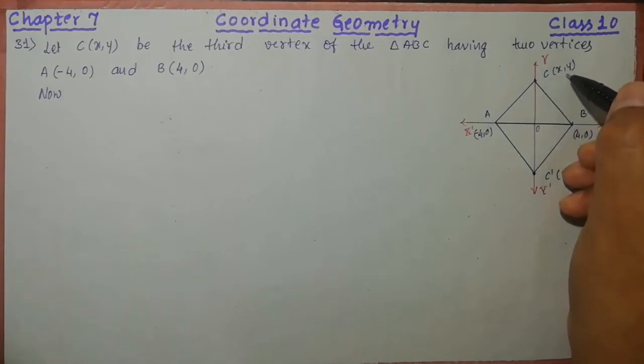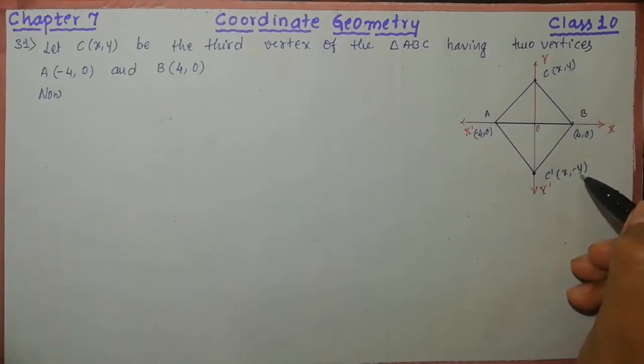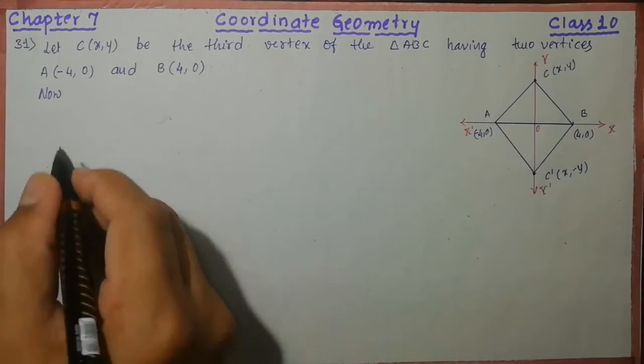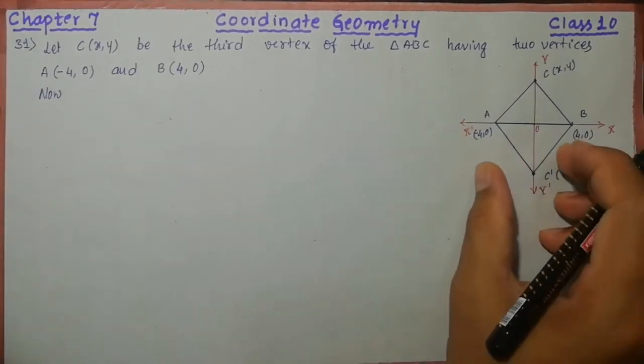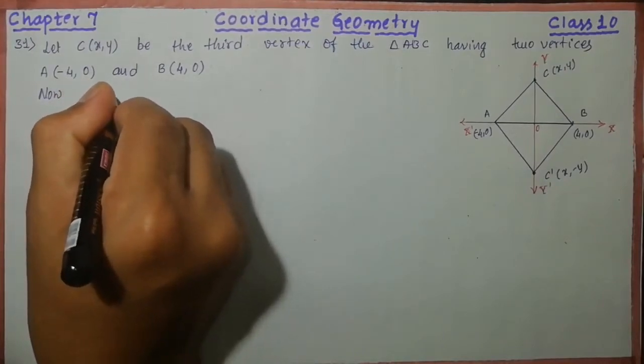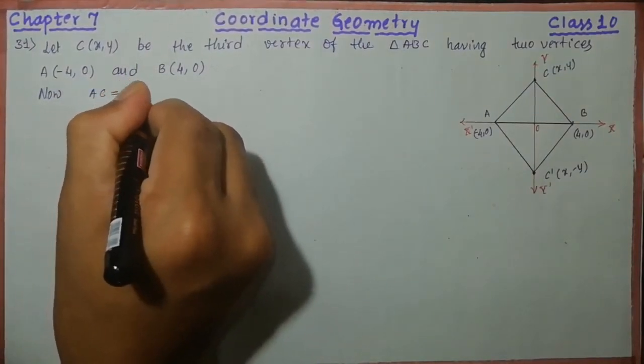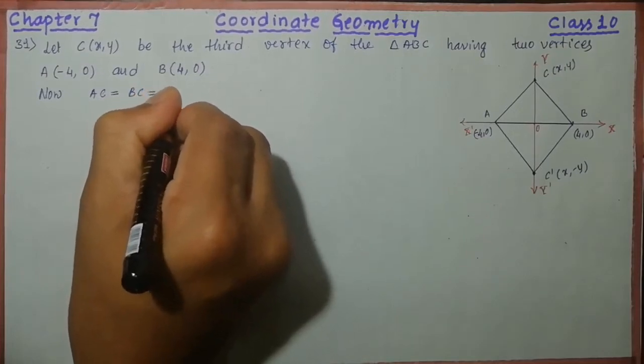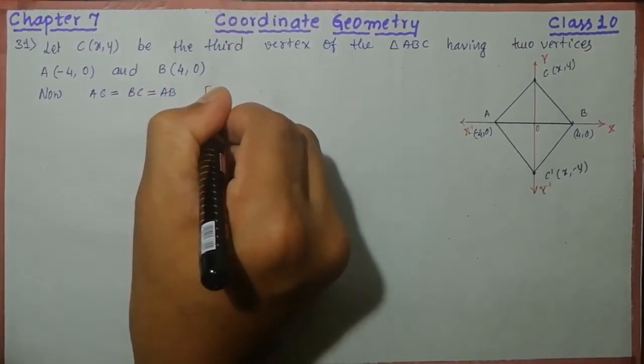Then while finding this one, you will get two values for y: the positive value you have to write on here, the negative value you have to write on here like that. Okay, so now look at here, I'm going to write it like this. First, it is an equilateral triangle, so that's why AC should be equal to BC should be equal to AB.